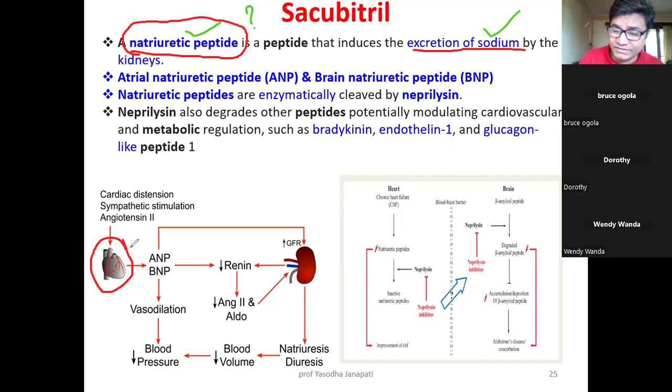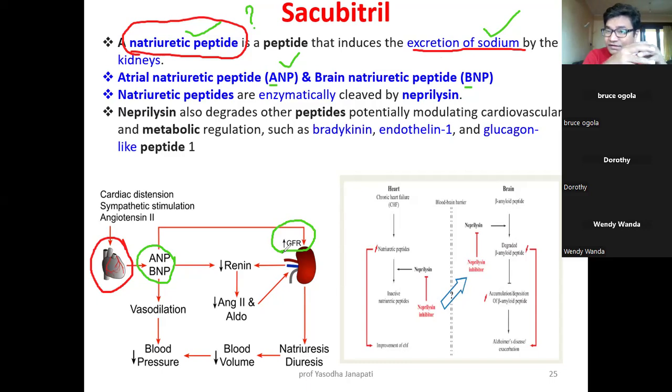So when congestive heart failure is happening, the body will produce these two natriuretic peptides: atrial natriuretic peptide, which is called ANP, and brain natriuretic peptide. One is in the atria, one is in the brain. These peptides are released. Now let us see what they do. Natriuretic peptide, as we learned, will help in excretion of sodium. It also has a vasodilation effect, so blood pressure is decreased. Then it increases glomerular filtration rate, which means circulation is improved.